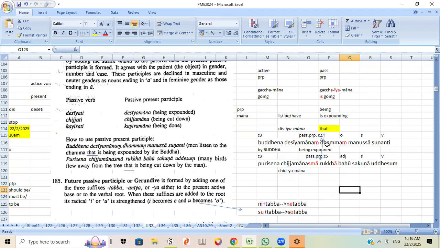So I repeat, can you see this? Buddhena Desiya Manang, Dhammang manusa sunati. So the subject is here. That means here the man listens to the Dhamma.